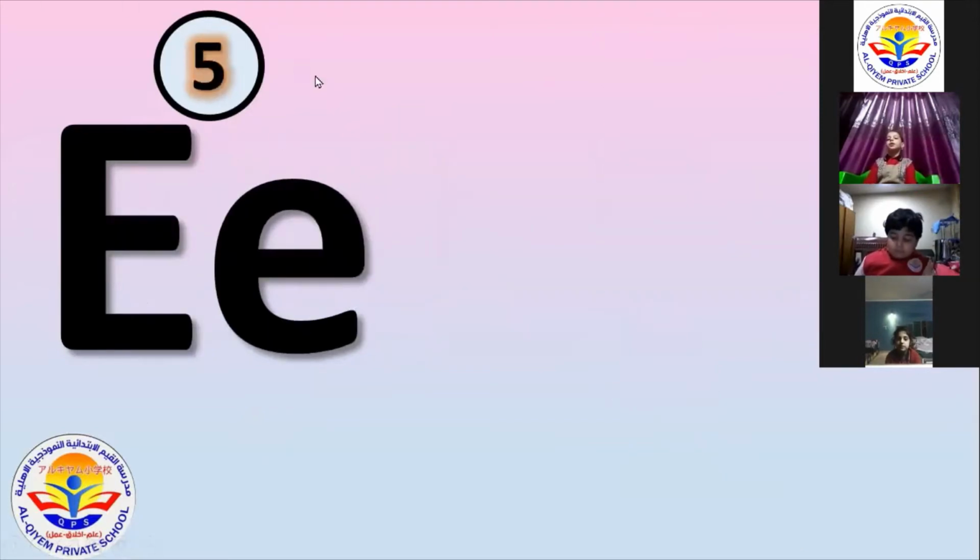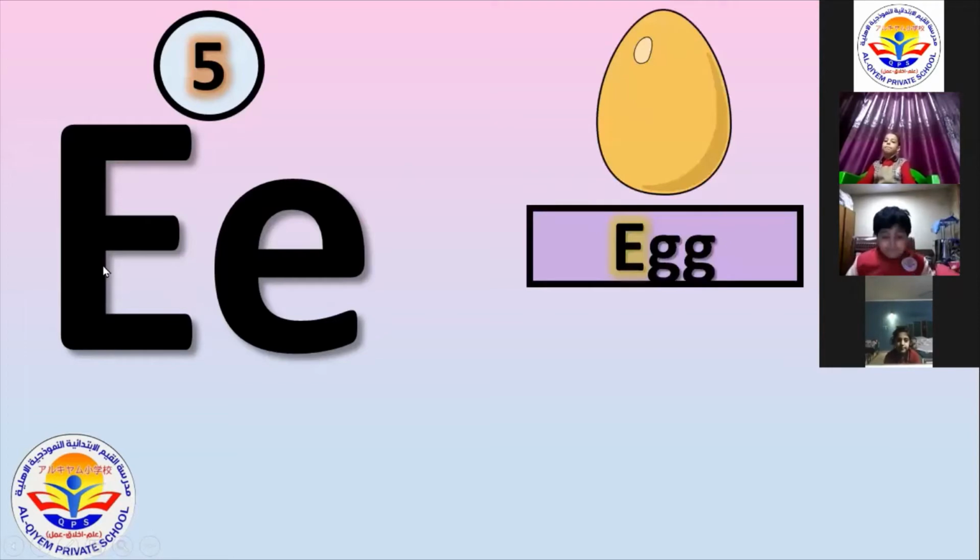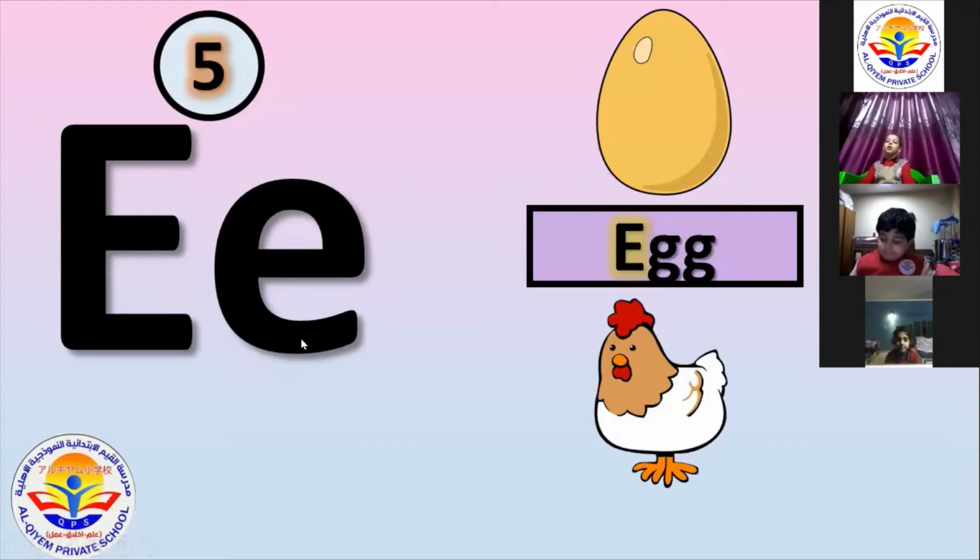This is the fifth letter in the English alphabet. E. This is the capital letter E, which we use at the beginning. For example, the word egg. And this is the small letter E, which we use at the middle or the end. For example, hen.